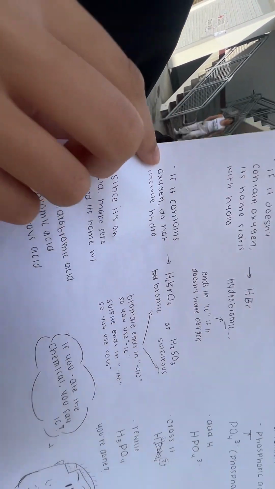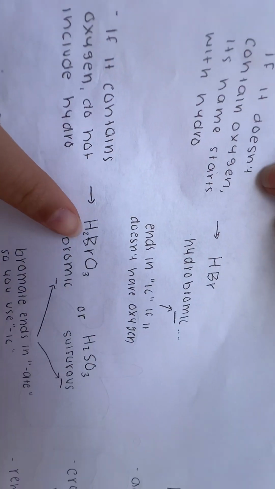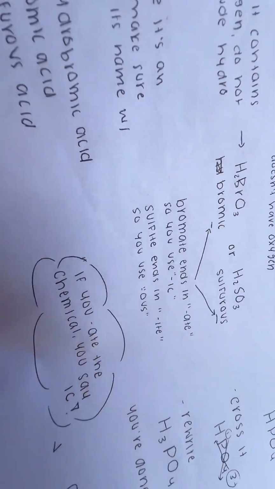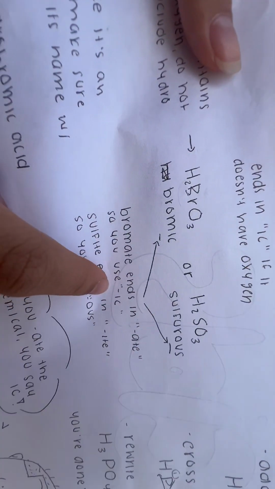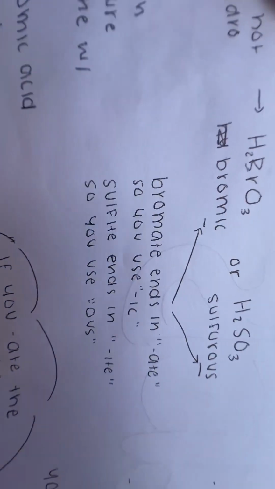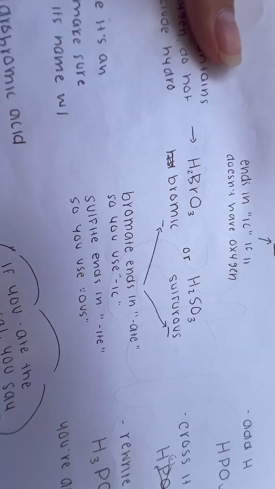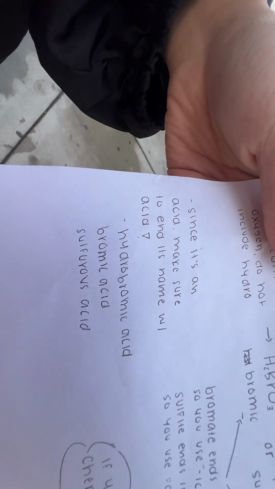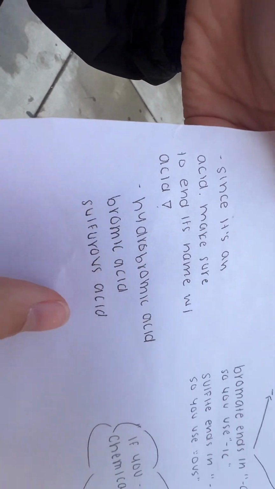Okay, and then if it contains an oxygen, you do not include the hydro. Like in this example, we have bromic, or it could also be sulfurous. There are two rules for these. If the anion ends in ate, you use ic, and if it ends in ite, you use ous. As you can see, for bromate we use bromic, and for sulfite we use sulfurous. Since it's an acid, make sure you always include the word acid, of course: hydrobromic acid, bromic acid, sulfurous acid.